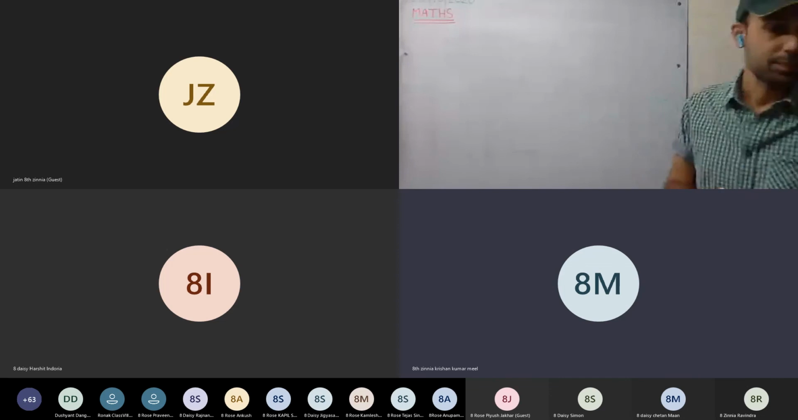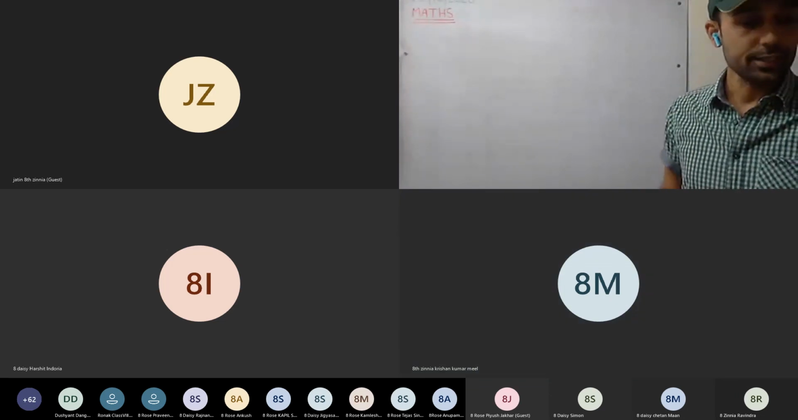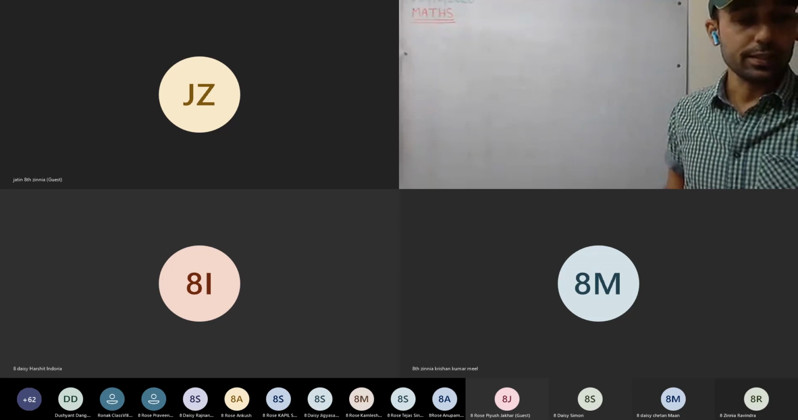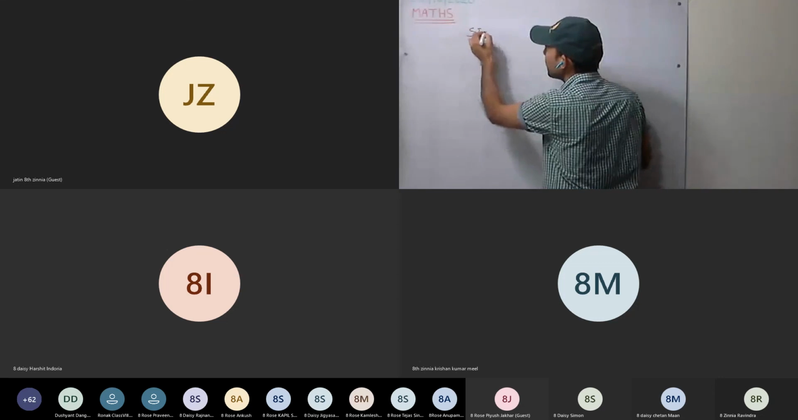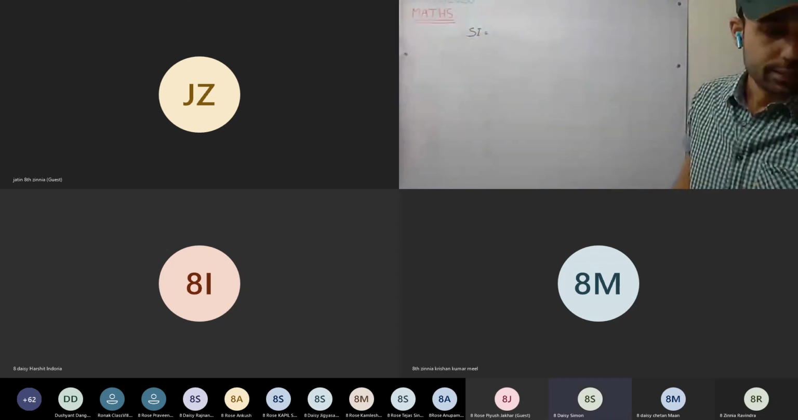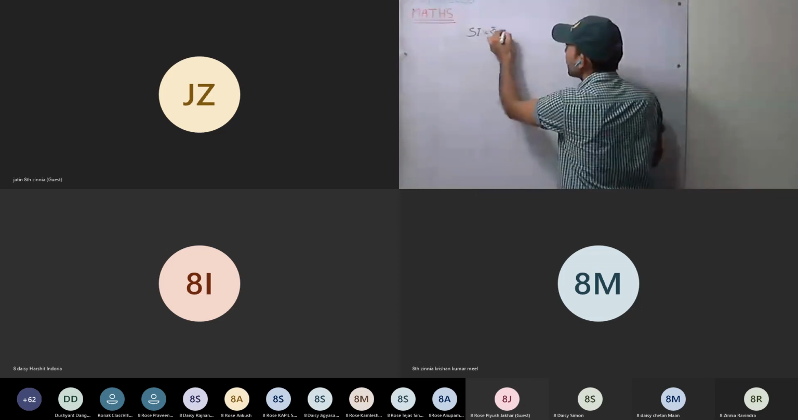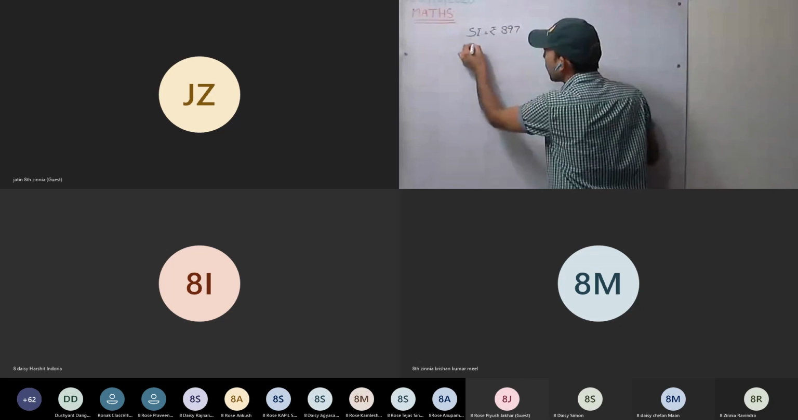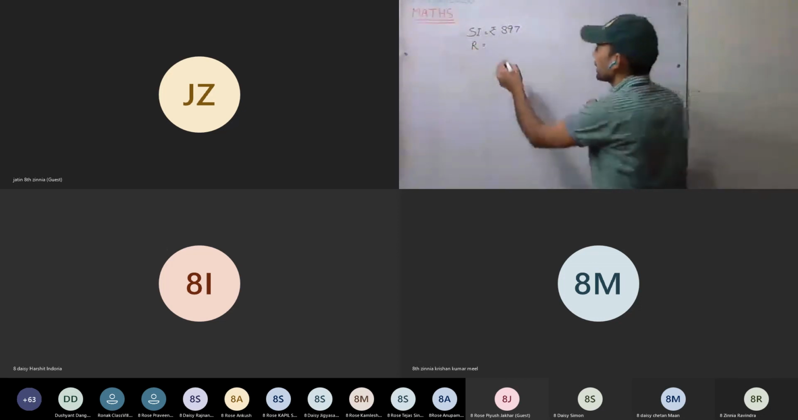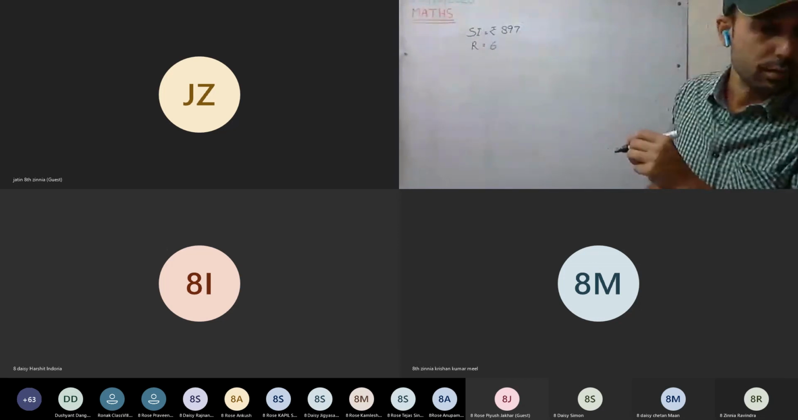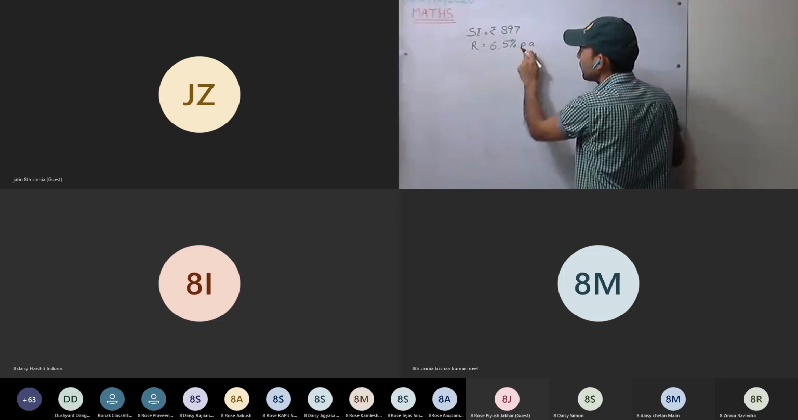Yes, fourth question now. If the simple interest on a sum of money lent at rate for 1 year is all being provided to us. Simple interest is given. Rate and time. Simple interest is 897 rupees. Now rate is given, 6.5% per annum. 6.5% per annum per year.